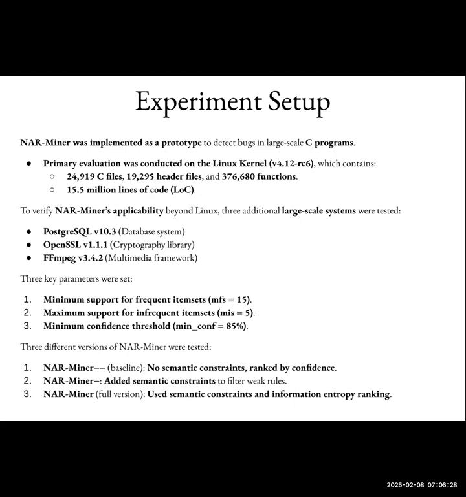So the first was the minimum support for frequent item sets. The MFS was set at 15. The maximum support for infrequent item sets was set at 5. And the minimum confidence threshold was set at 85%. And they look at 3 different versions. So first is the NAR-miner minus minus, which is the baseline version, does not have a ranking by confidence or a semantic constraint. The second is the NAR-miner minus, which adds semantic constraints to filter the weak rules. And then we have the NAR-miner, which uses both semantic constraints and information entropy based ranking.